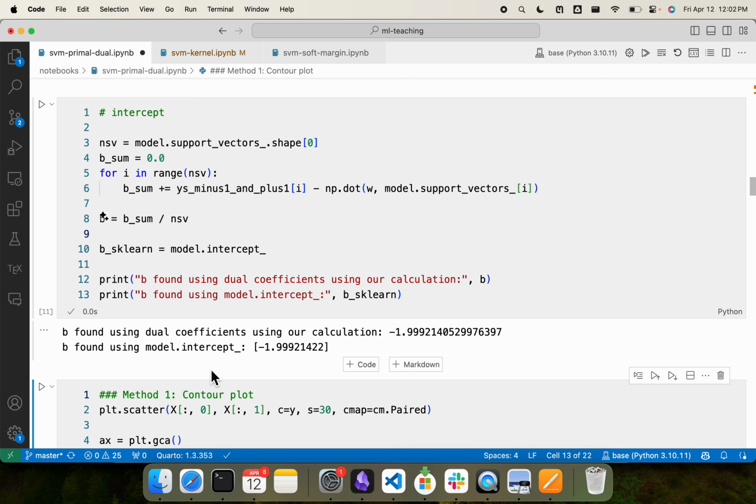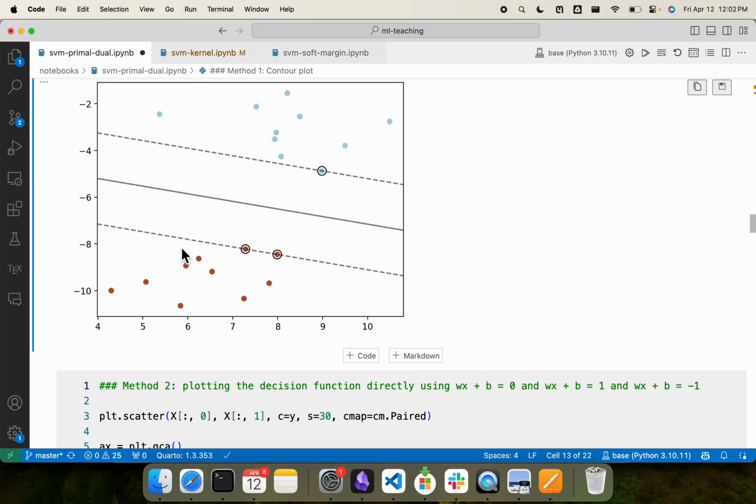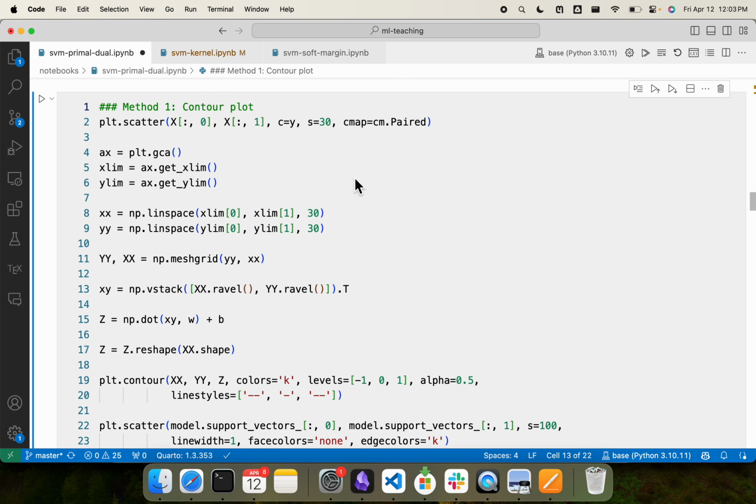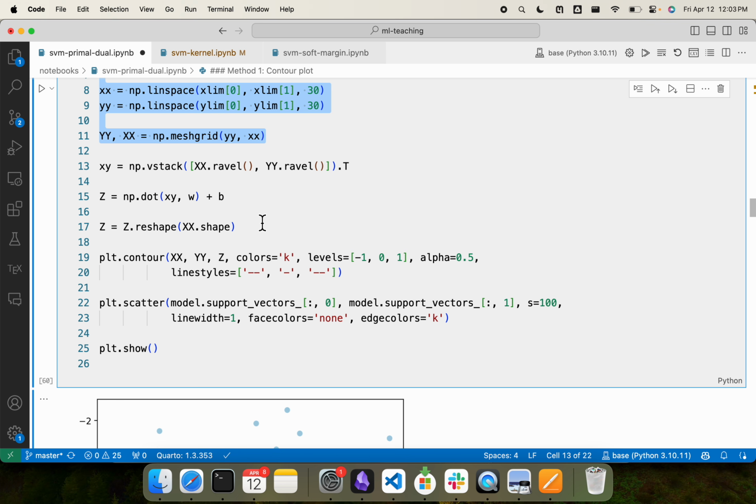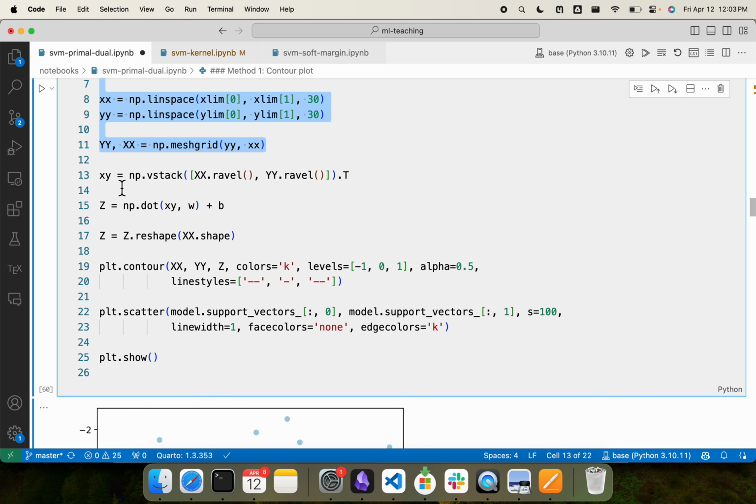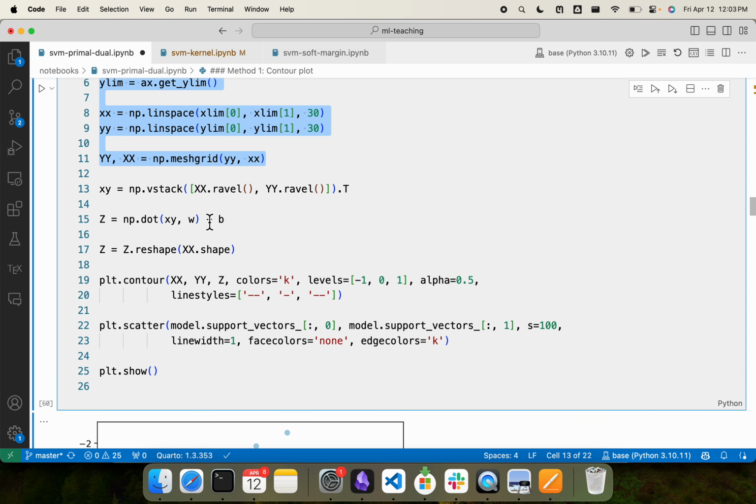Now, our aim in this exercise is to be able to make plots like these, which show the margin, which show the wx plus b equal to 1 and wx plus b equal to -1 lines. We want to be able to show these, and for this we will use multiple methods. The first method is this: I have created a mesh grid by looking at 30 cross 30 points in this 2D space. I stack them up. I have 30 points along the x-axis and 30 points along the y-axis. What is the shape of the xy vector here?